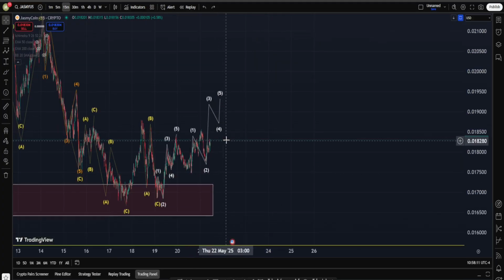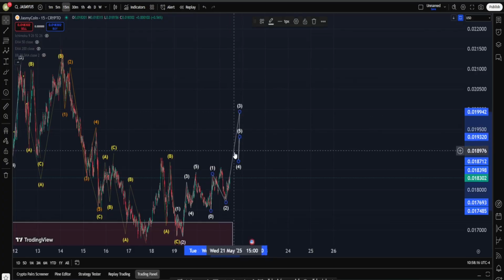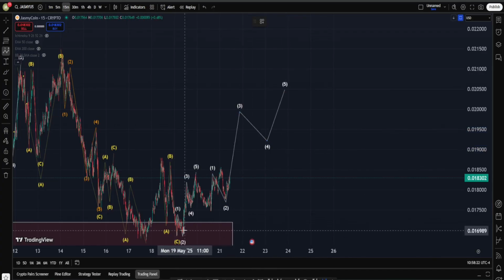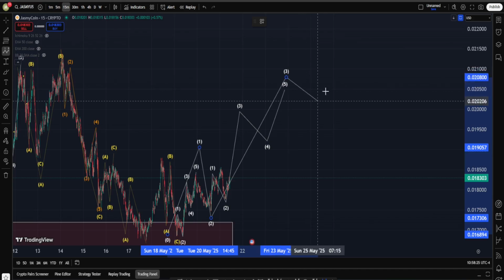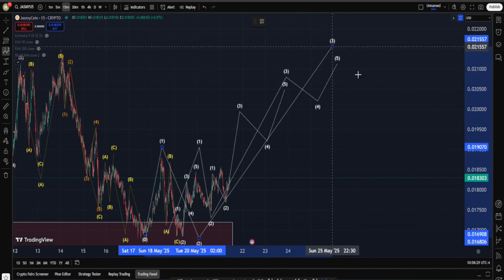The other scenario suggests this is actually a 1, 2, 3, 4, 5, but it's going to get extended quite a bit, and we are still having a series of 1-2s. It's just the fact that this white 5 up is going to be into this wave 3 and 4 and 5, and the rest is pretty much the same. This is 1, 2, 3, 4, 5.